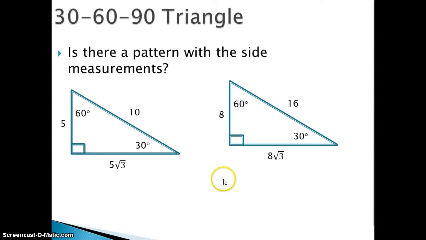30, 60, 90 is a little bit more complicated to look at because there's three different measurements. It's not isosceles anymore. We have a 30-degree angle. Across from that is a 5. Across from the 60 is the 5 root 3. And across from the hypotenuse is 10.